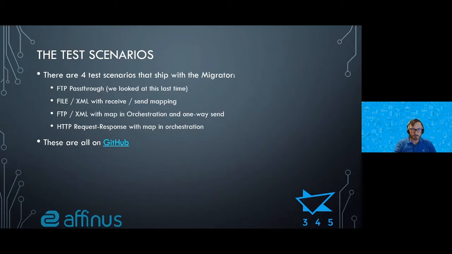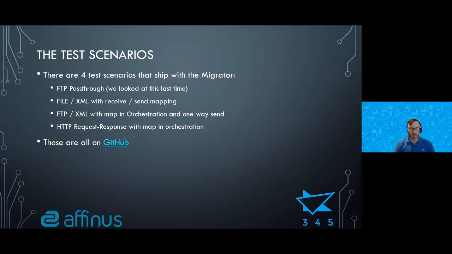So if we look at some of the scenarios that are shipped, the one we had a brief look at last time was FTP pass-through, which was simply: receive a file from FTP, pass-through pipeline, publish to the message box, send port subscribes to that, pass-through send pipeline, and send out via FTP. But that's just the core of pure messaging without anything else.